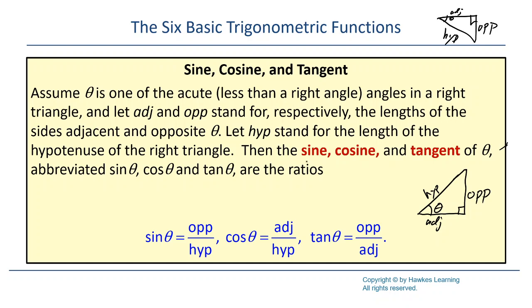But then we have sine, cosine, and tangent of theta, and they're abbreviated as follows, and these are the ratios. So sine is opposite over hypotenuse, cosine is adjacent over hypotenuse, and tangent is opposite over adjacent.